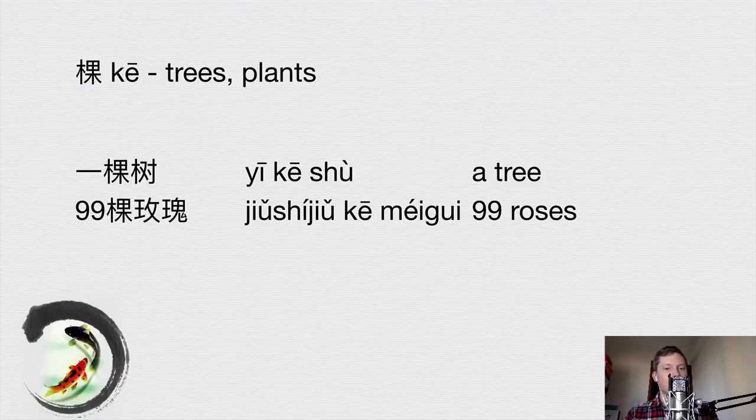And 棵 is used often for trees and some plants. So for example, 一棵树 is a tree. And 99棵玫瑰 would be 99 roses. So you don't just use measure words for one or a or an. You can also use them with larger numbers.